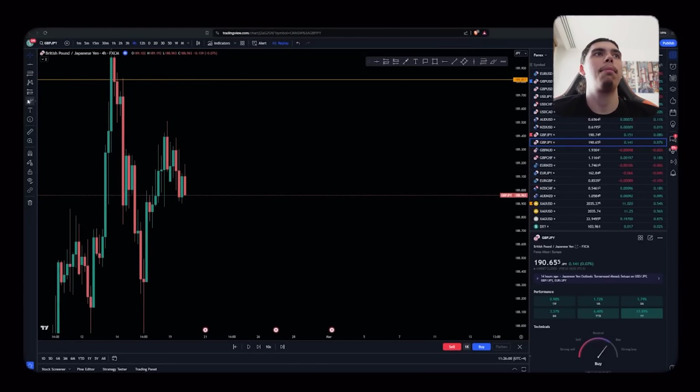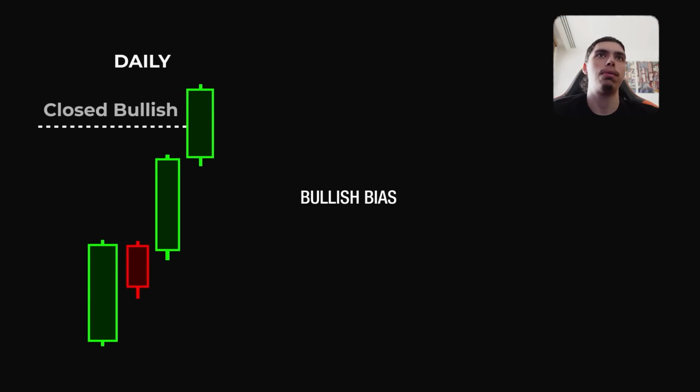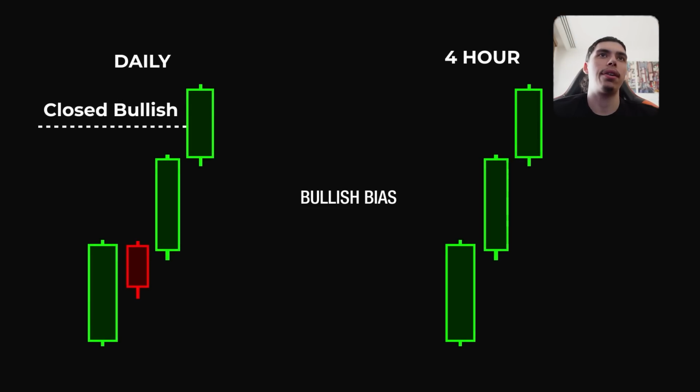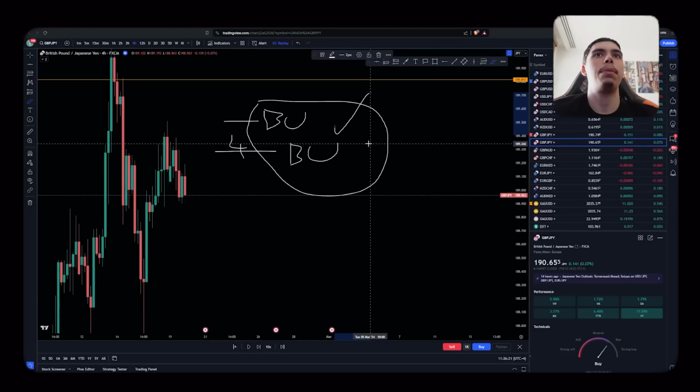So let me repeat that again, but for the bullish side. If the previous daily candle closed bullish, right, and the previous 4 hour candle closed bullish, right, we're talking about previous, before your session. If those two have closed bullish, that is going to equal a bullish session, right? That means your bias is bullish. You should only be looking for buys.